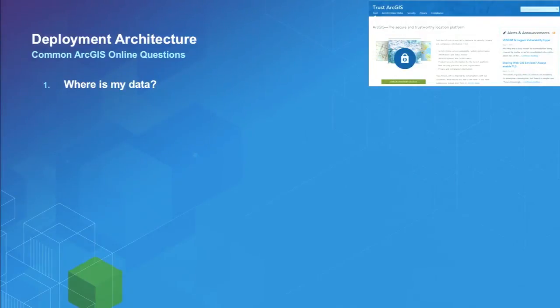So I just wanted to give a summary of some of the common ArcGIS Online security questions, one of which has commonly been, where is my data being stored? Is it in the United States or is it somewhere in some other country? And all of our ArcGIS Online customer data resides within US data centers on US soil.